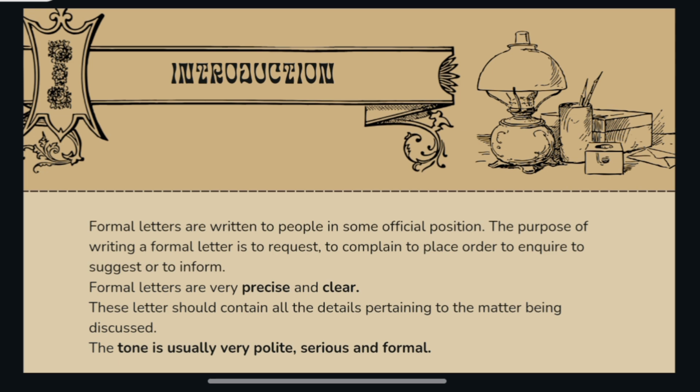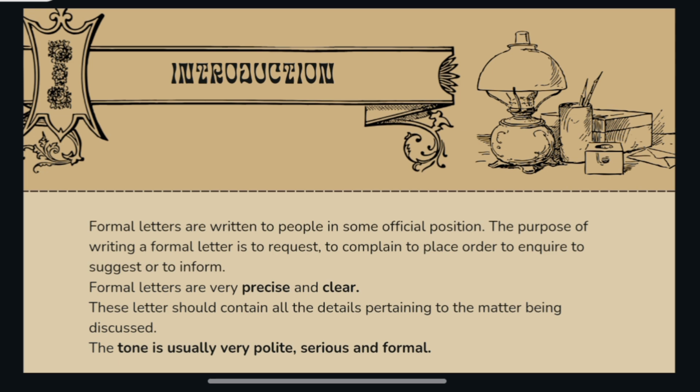The purpose of writing a formal letter is to request. When we request someone, when we complain about something to someone, when we place any order, when we inquire something, when we suggest someone, or when we inform something about someone. Formal letters are very precise and clear. Precise means short, accurate, simple, and they are totally clear.